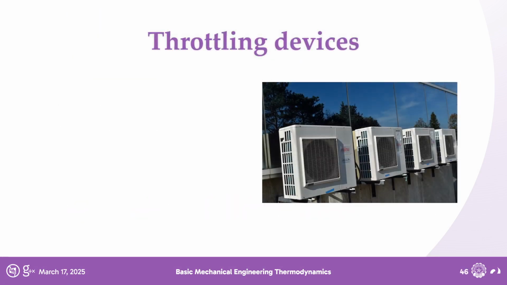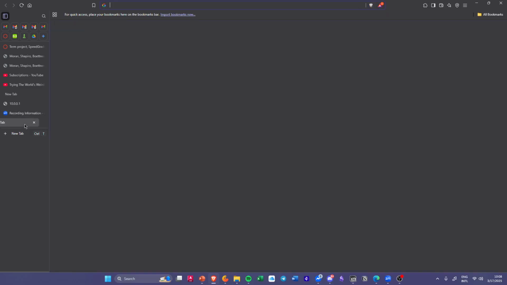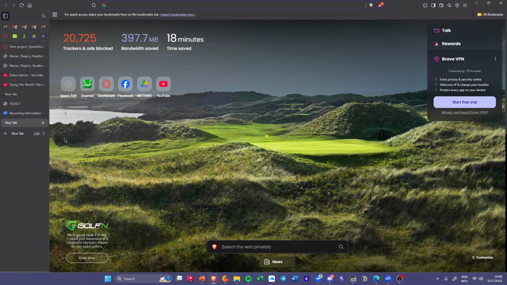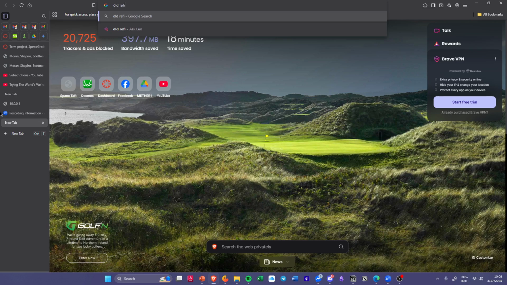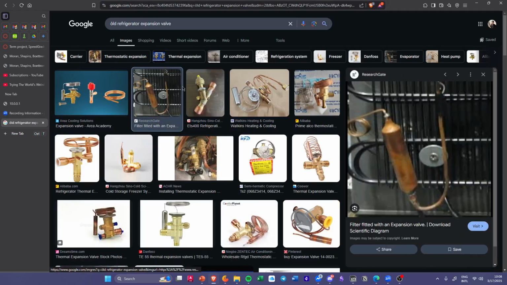And then I still haven't replaced the picture here. Now I will show you throttling devices. If you guys have old refrigerators at home, you probably have seen some old refrigerators before. Expansion valve. You will see these coils, right? You will see these coils, and these are the ones that are usually hot. And again, hopefully, you recognize, oh, these are the condensers I was talking about, right?